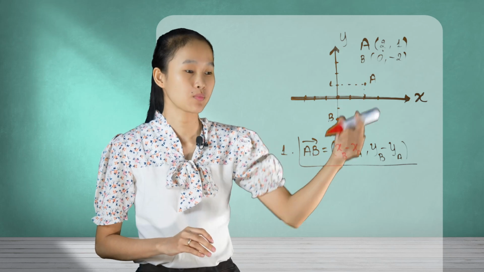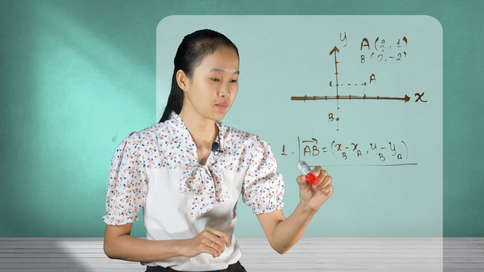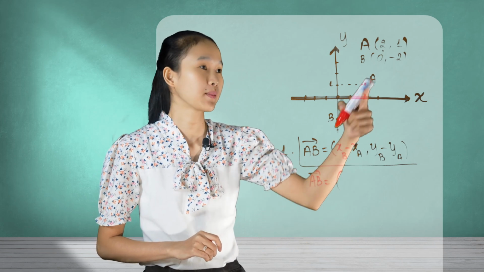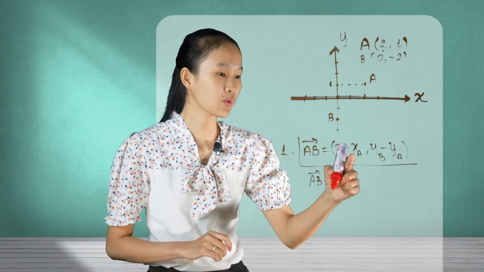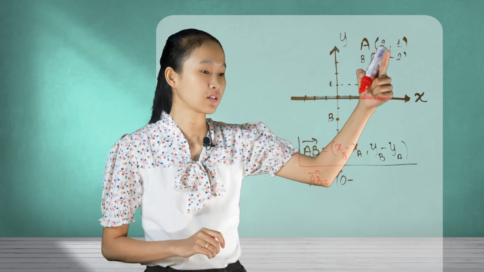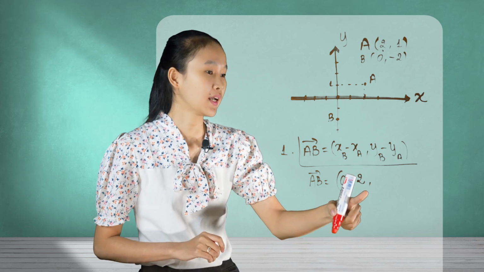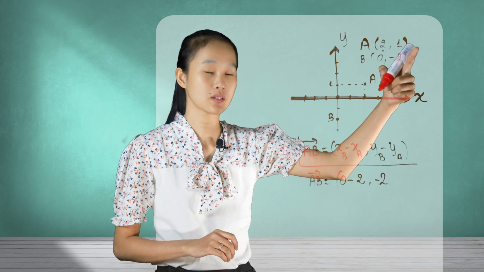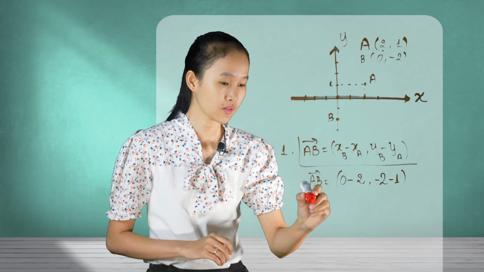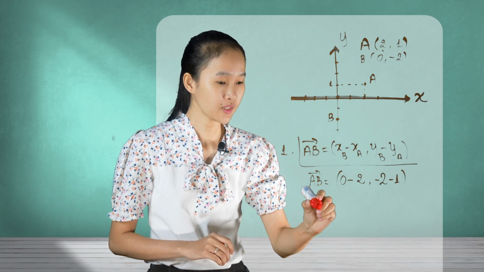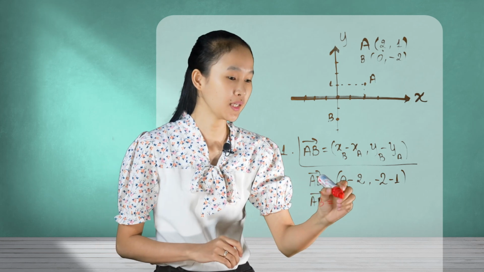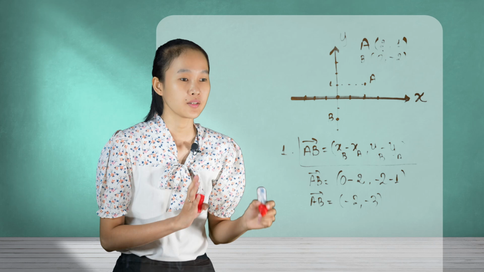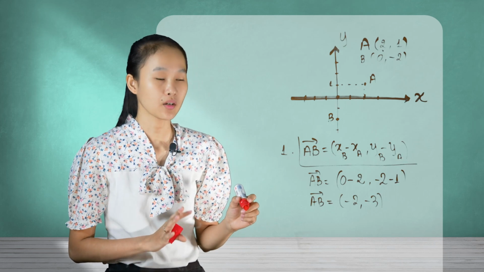If you substitute these points into the formula, you get AB equal xb, which is 0, take away xa, which is 2. yb is -2, ya is 1, so take away 1. So the coordinate of vector AB will be (-2, -3). So this is how you find the coordinate of the 2 points.